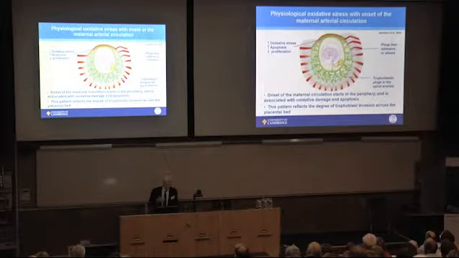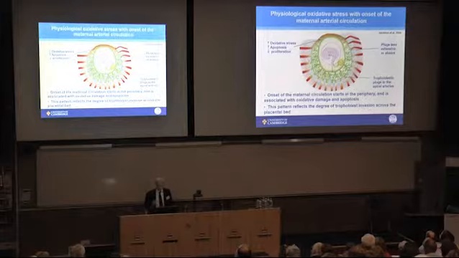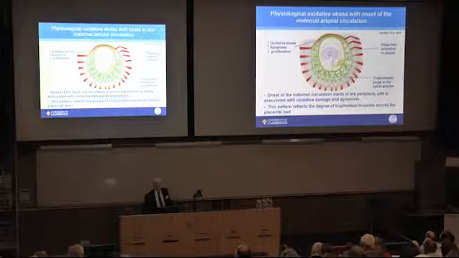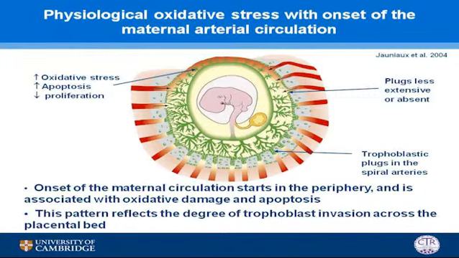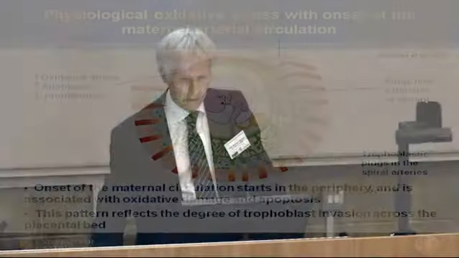And a few years ago now, Eric Jauniaux and I proposed the idea that this remodeling of the villi was induced during onset of the maternal circulation. So we know now that the placenta does not have much in the way of an arterial blood supply until the end of the first trimester. But more interestingly, when Eric looked with ultrasound at where the circulation starts, he found that it started more commonly in the periphery of the placenta than in the central regions.